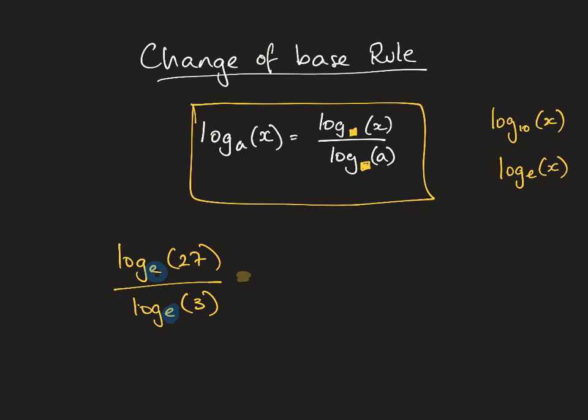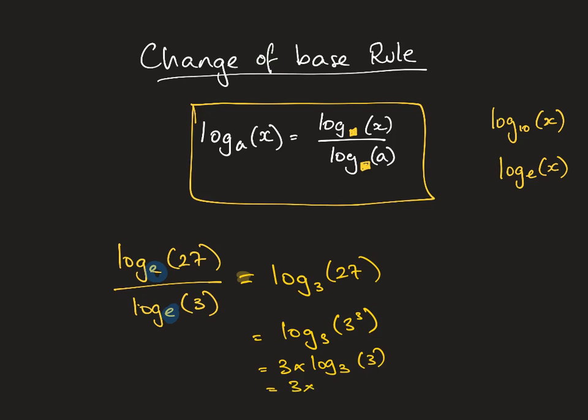If we do that, we get that is equal to log to the base 3 of 27. Yeah? Which is log to the base 3 of 3 cubed. Bring the 3 out the front. Log to the base 3 of 3 is 1. So it simplifies to 3.